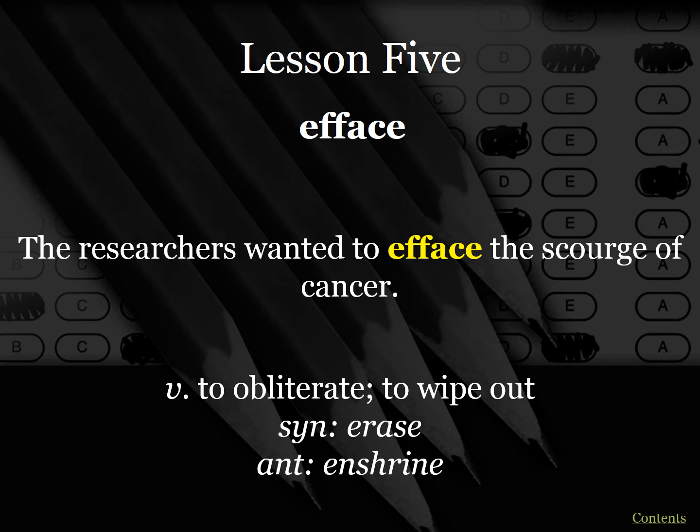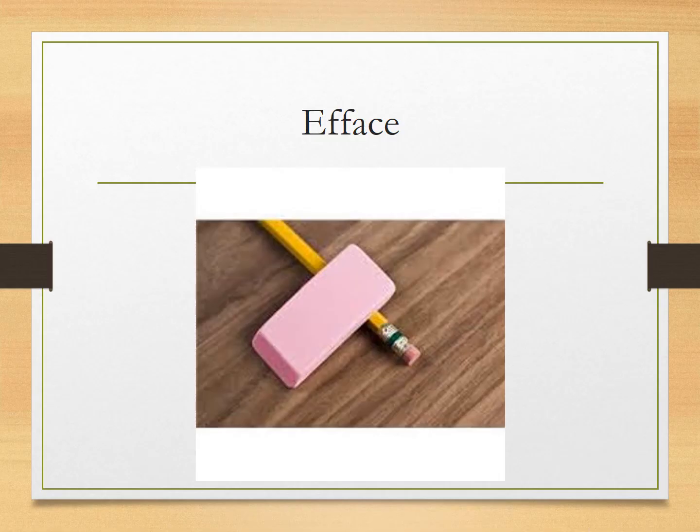The opposite would be enshrine. If you enshrine something, you worship it. So obviously, if you want to get rid of it, it's not anything that you would idolize. An easy way to remember efface is just to think of an eraser because that's what effacing is doing. It's erasing, it's destroying, it's getting rid of something.